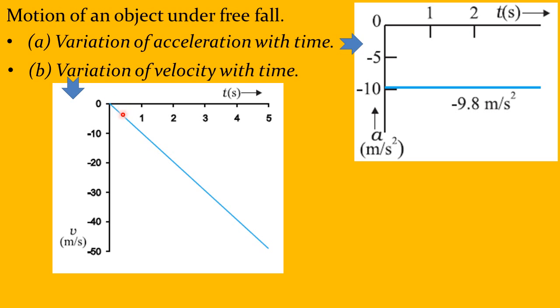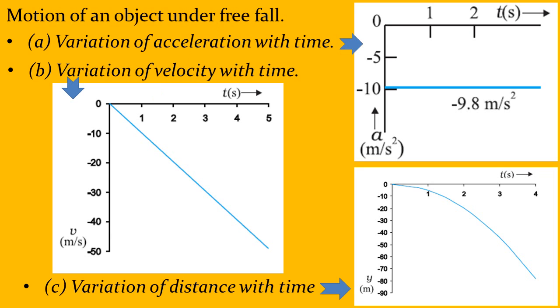Now, what is happening here? The magnitude of velocity is increasing. See the numbers 10, 20, 30, 40. But it is in which direction? It is in the minus y direction. That's why this graph is here. Otherwise, it would have been like this had it been in the plus y direction.